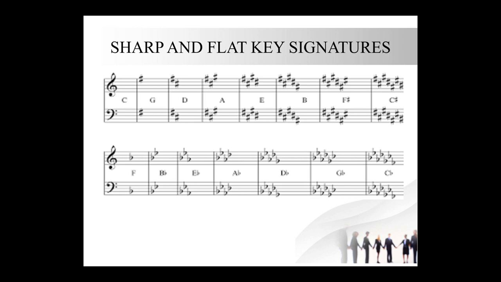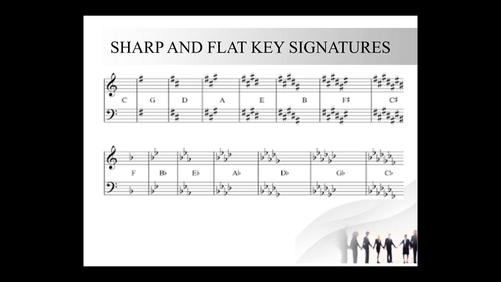So the one with no sharp or flat is the key of C. The one with one sharp, that's on the F, is G. Two sharps, F and C. So F sharp, C sharp will give you D major. F sharp, C sharp, G sharp will give you A major. F sharp, C sharp, G sharp, D sharp will give you E major.